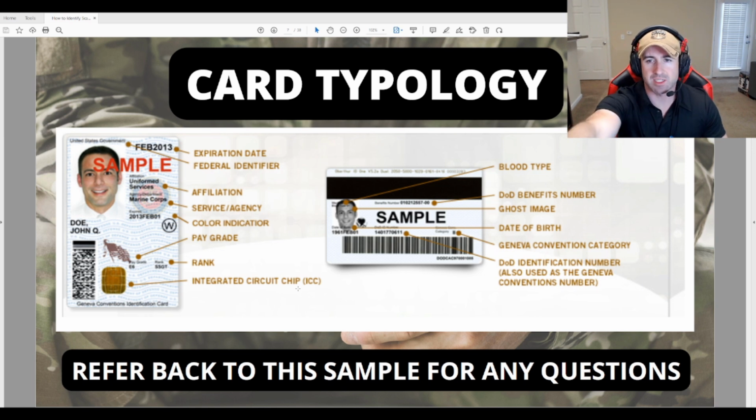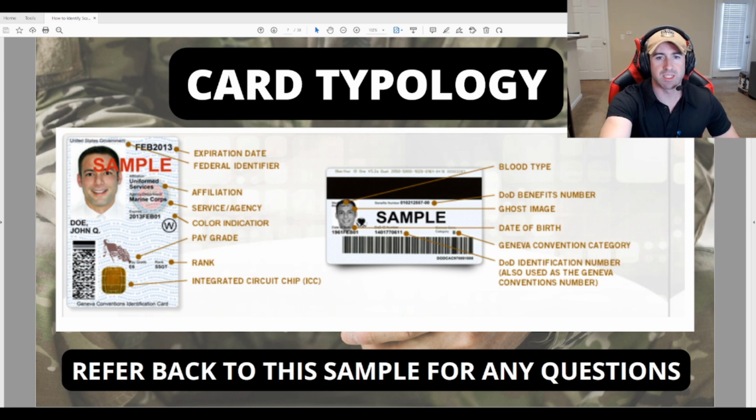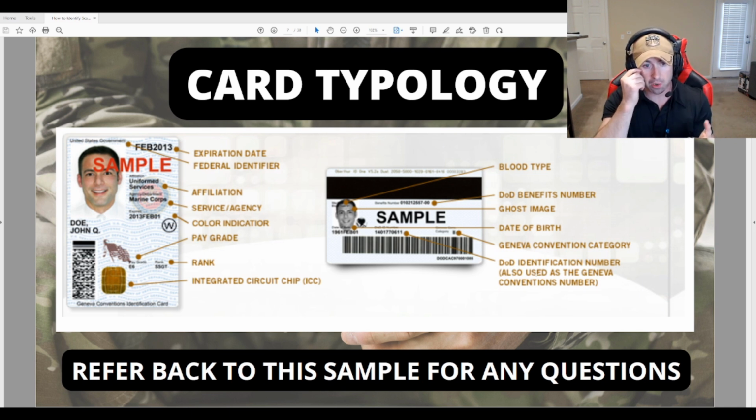On the back, it's going to have your blood type, your DoD benefits ID number here. You're going to have a ghost image, which is a lighter version of the image on the front of the ID. You're going to have a Geneva Convention category, and then an identifier number, also used as the Geneva Convention number, which we call a DoD ID number, on the back. Now, this is the most current card available currently.